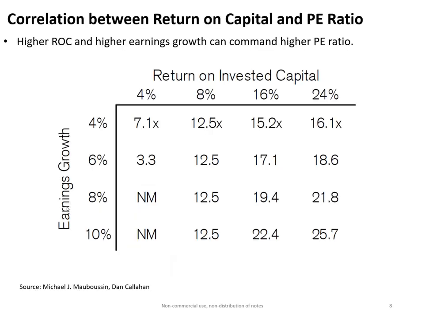Here is to show you the correlation between the return on capital and the PE ratio. Companies with high return on capital and high earnings growth can command a higher PE ratio. This is research done by these two gentlemen, so I put it here for you. As you can see, usually companies with higher return on capital tend to have a higher PE ratio as compared to those with lower ROC. Also companies with higher earnings tend to have a higher PE ratio, because they can grow the earnings much faster.